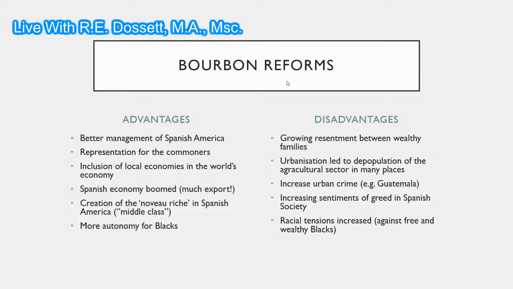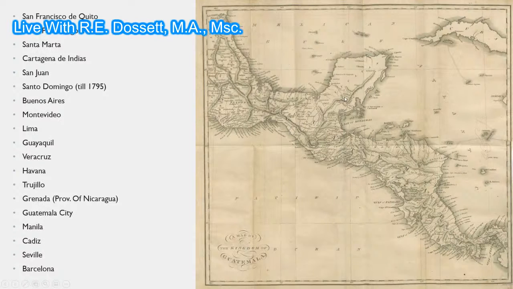All right. So, let's go to the next slide. Over time, by the way, this is a British map of the Kingdom of Guatemala and portions of Mexico and the Kingdom of Yucatan.